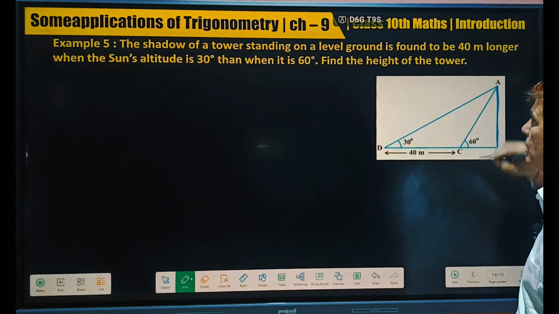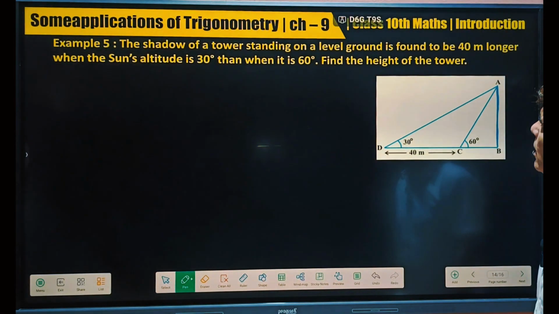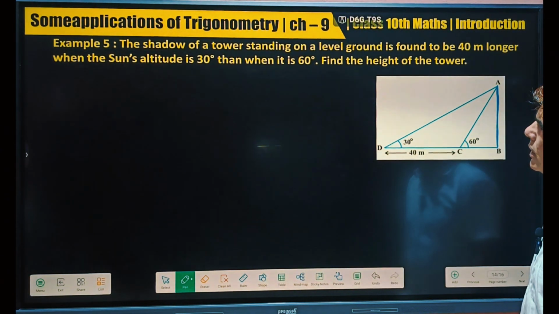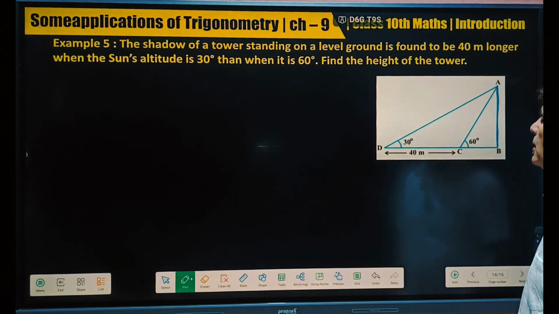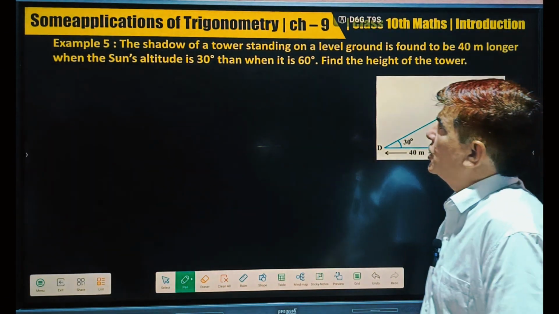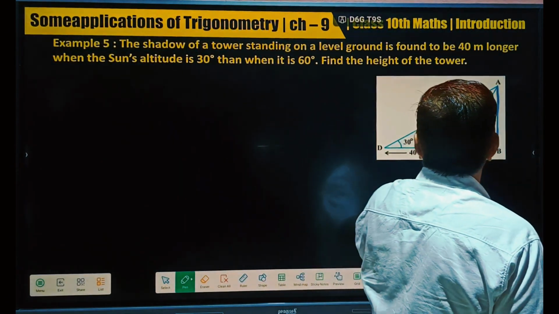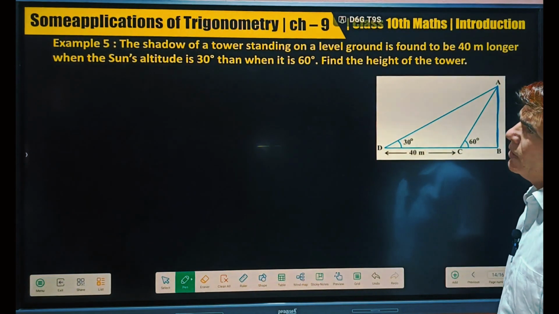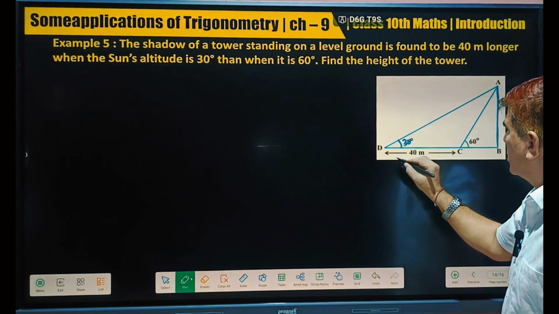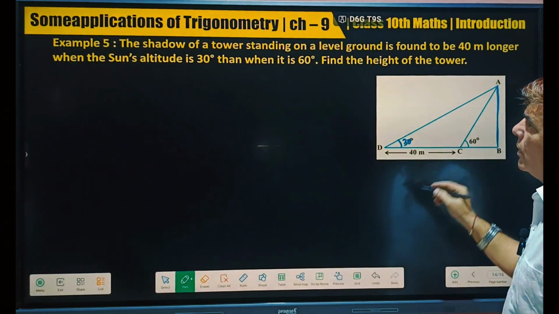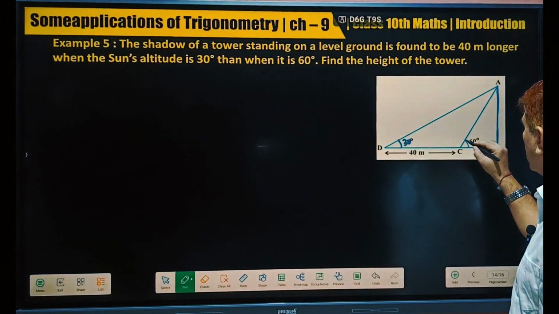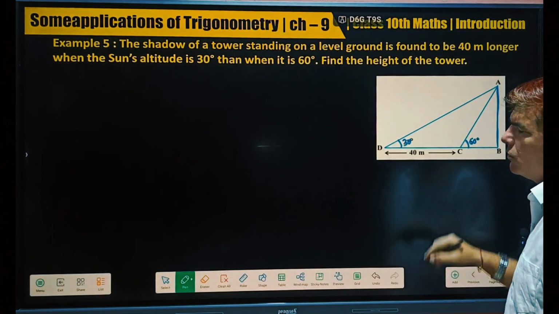The shadow of a tower standing on level ground is found to be 40 meters longer when the sun's altitude is 30 degrees than when it is 60 degrees. This is what we have to find out.